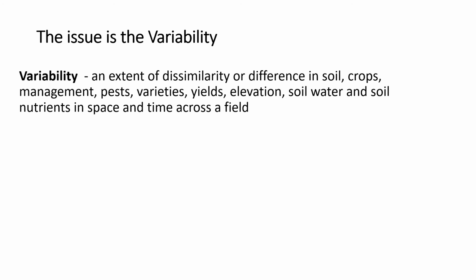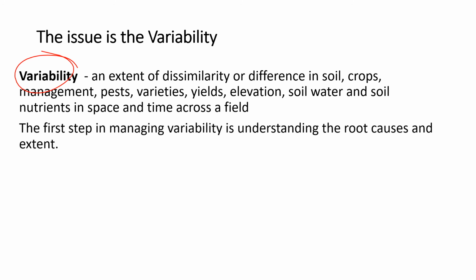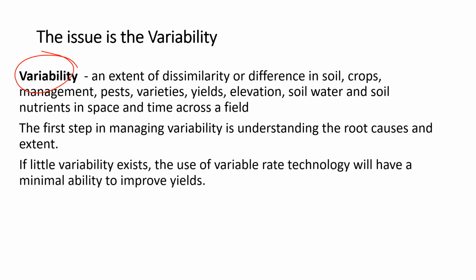Like we said earlier, the driving force behind precision agriculture is variability. Now, what is variability? Here you're saying that variability is an extent of dissimilarity or difference in soils, crops, management, pests, etc. So the first step in managing variability is understanding the root causes and extent of variability itself.